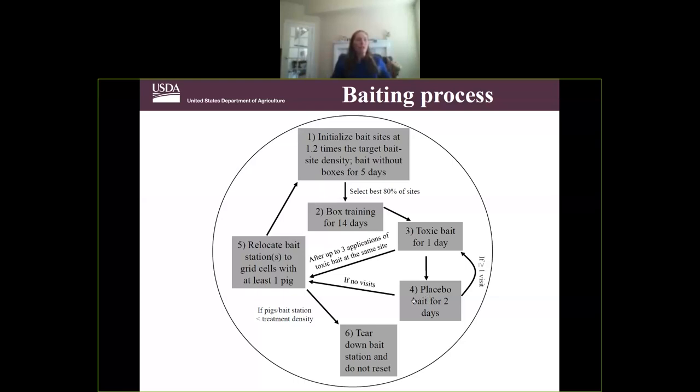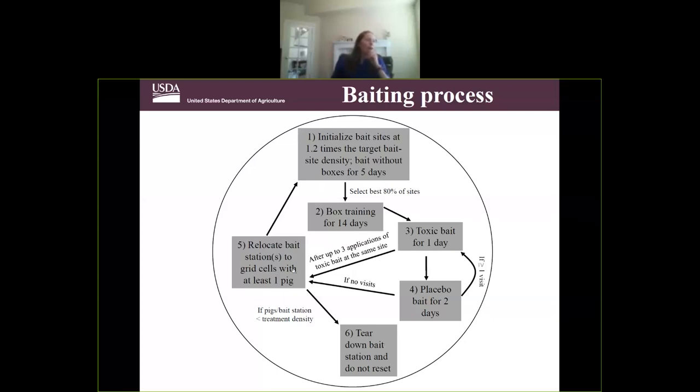And if there are no visits after that, so for example, maybe you killed all the pigs, then you would move that bait station somewhere else. But you would repeat this cycle up to a maximum of about 3 times if you are still getting visitation after those days that you put the toxic bait out. And this hasn't been done yet because there hasn't been a need to go more than 1 day, but the model needs to have an upper maximum in case more pigs are still visiting, and it's possible that this could happen in other contexts.